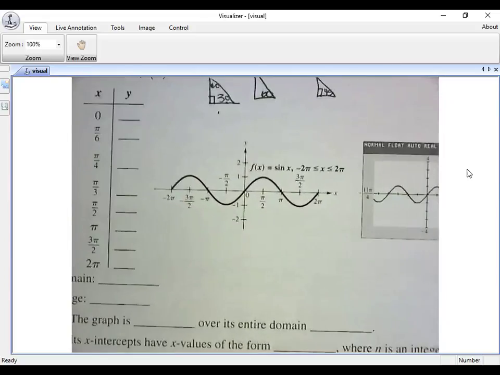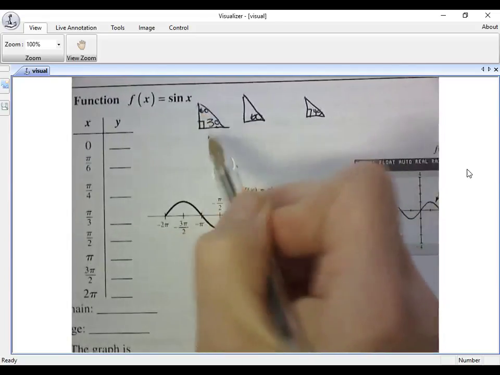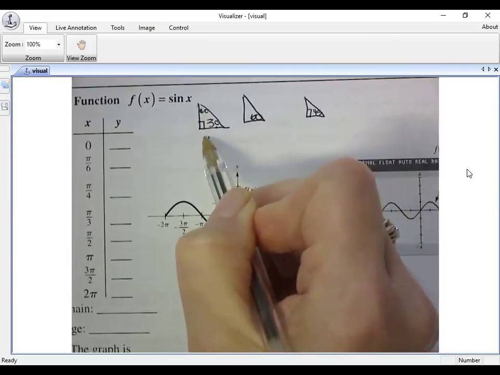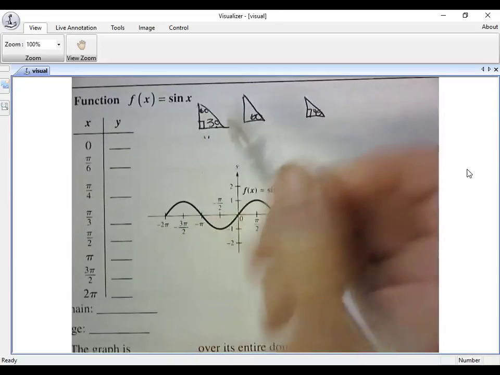Let me zoom in a little bit more. Across from the 60 is what ratio? Or what would be the measure we use? Thinking pi.